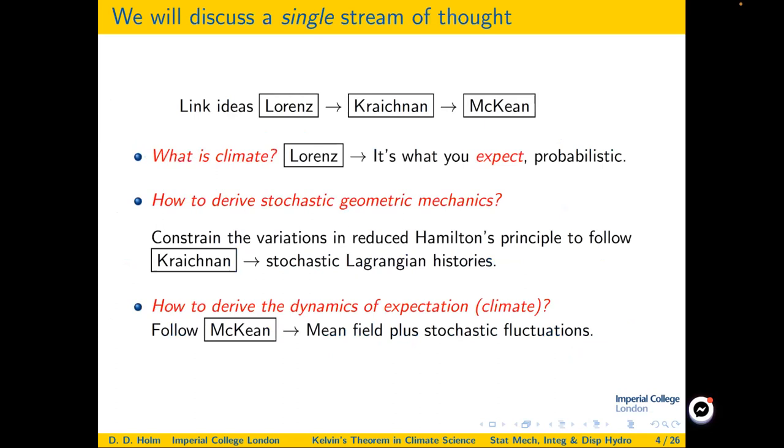Okay, so we're only making this single stream of thought. We're going to link the ideas from Lorenz, who said, well, climate is what you expect, right? And he introduced this idea of climate being a probabilistic, but dynamically probabilistic object. And he raised a lot of questions about this issue, such as, was there a time at which we could measure the climate and then predict the climate we have today? I think you raised this question. So Lorenz made the ideas all probabilistic but dynamical.